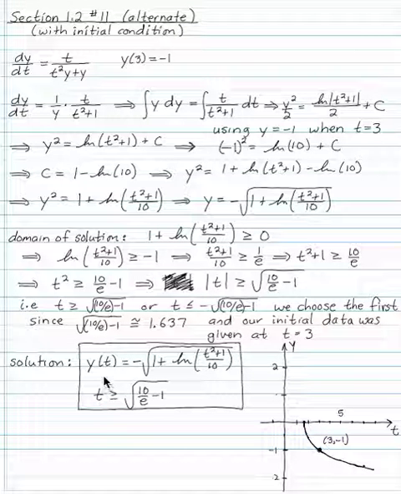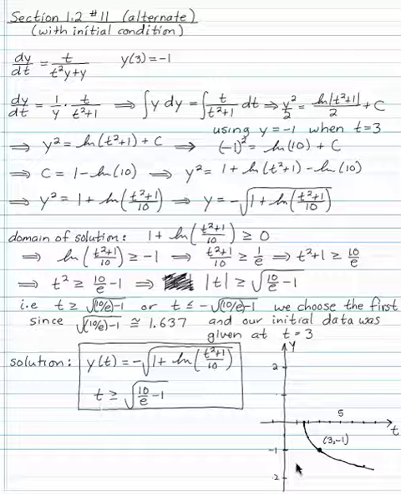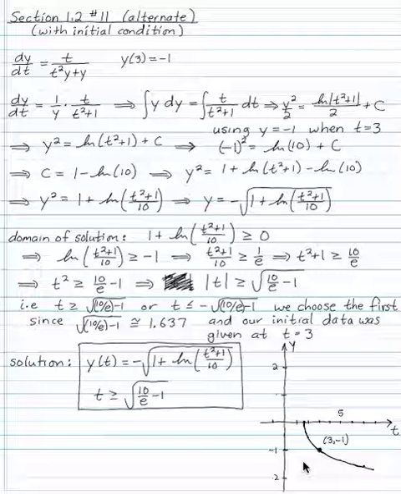So now we have a solution function and the domain of the solution. This is not the domain of the function, but the domain of the solution, this one branch of the square root of the logarithm. And then we draw the picture on the right hand side, emphasizing the initial condition 3 and minus 1.